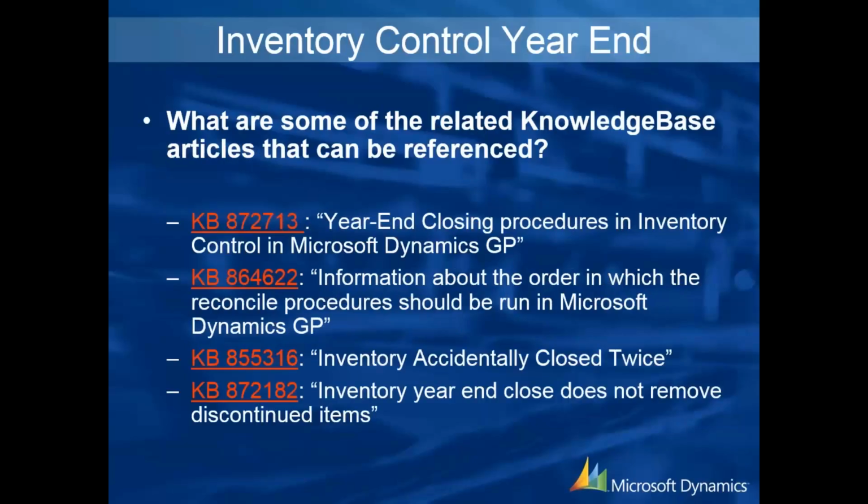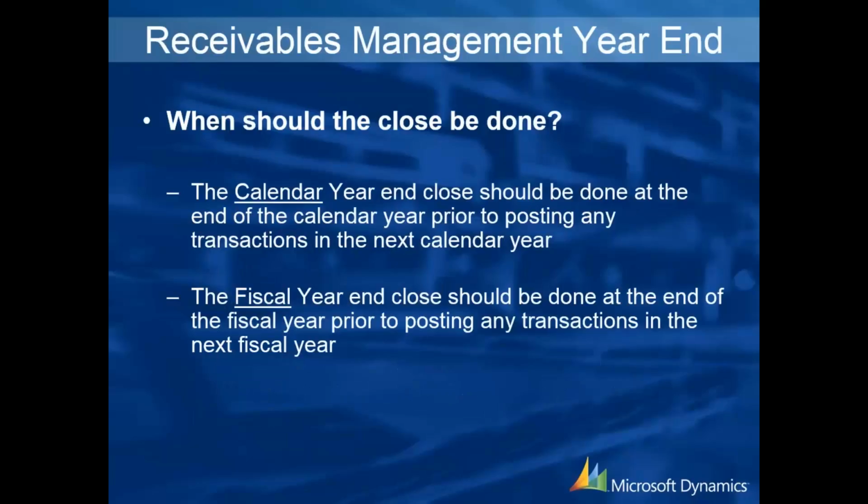So here's a few knowledge base articles. Again, this PowerPoint can be emailed out, so you'll be able to just click on the links, or you can write the KB article number down and put that in your Google search, and it'll pop up. It just gives you additional information, like frequently asked questions, if you've closed inventory twice or run into some kind of errors. Okay, so we've gotten through inventory.